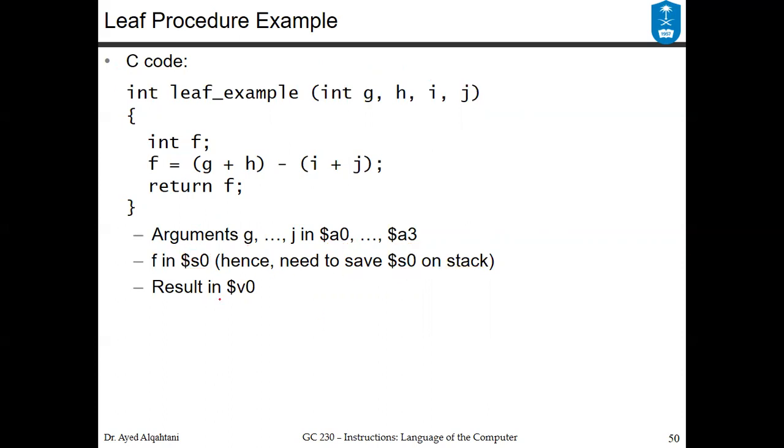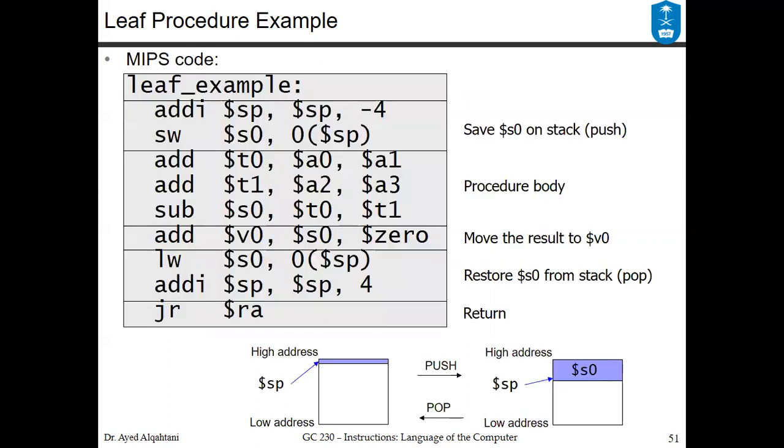And we also have the results in V0. So the value F should be moved to the register V0, and then we go back to the caller. To see this in action, this is the assembly code for that example.